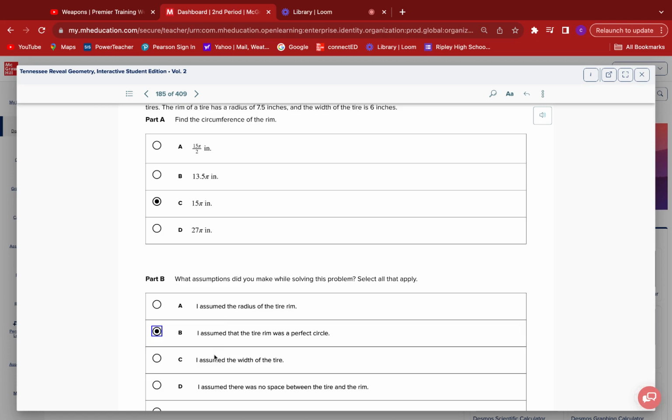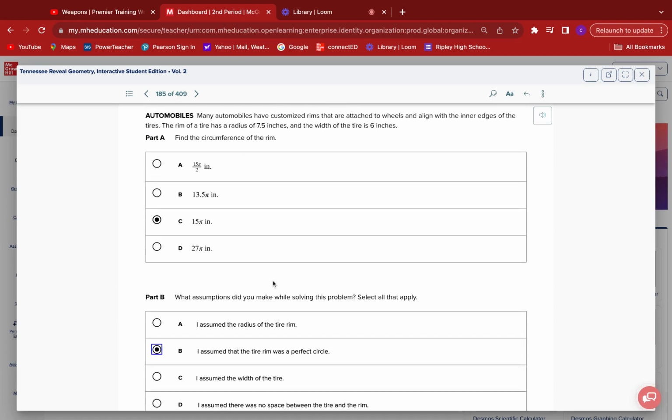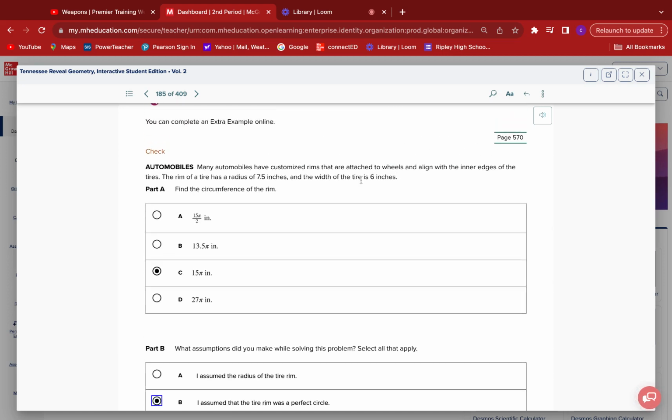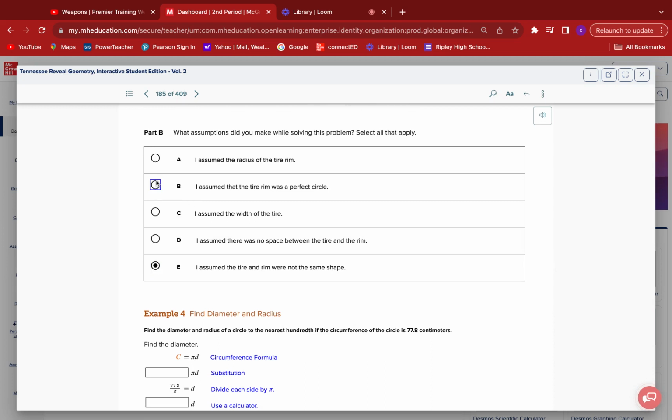C, I assume the width of the tire. No, it told me the width of the tire, but I didn't even use it for anything anyway, so C is out. D, I assume there was no space between the tire and rim. Again, I didn't worry about that because I don't need the tire for anything, so D is out. E, I assume the tire and the rim were not the same shape. Well, obviously. Select all that apply. It's not going to let me, so I'm going to have to go with B. I assume that the tire rim is a perfect circle. It says all that apply, but it's not going to let me select anything else. So I'm going with B. B it is.